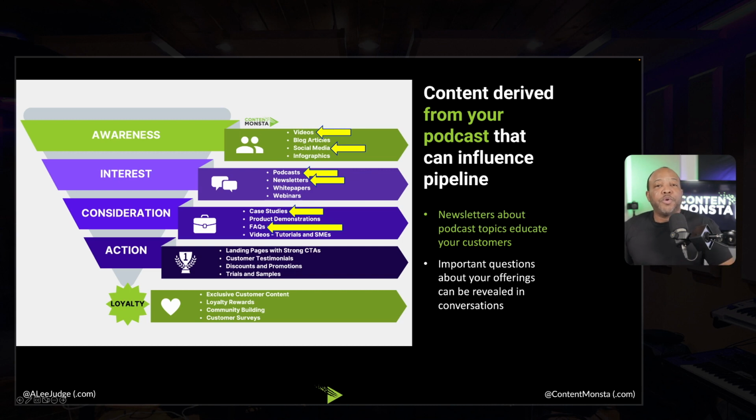In fact, when you conduct an interview in a podcast, you should ask of your guests those frequently asked questions because your listeners want to know those answers as well. Now, your landing pages with strong CTAs, when you have your landing page, you can also include clips from your podcast, include information you got from those thought leaders, as well as customer testimonials.